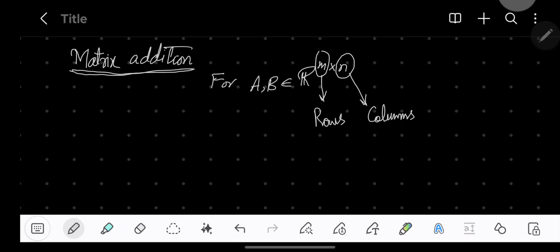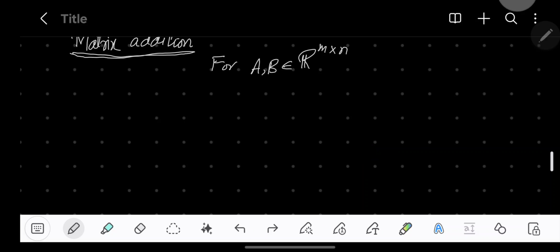So if you have m rows and n columns for A, then the same would be true for B also. Both matrices have the same dimension. Then you can add both matrices and you will get a new matrix, which is C. And how will you write the entries of C?